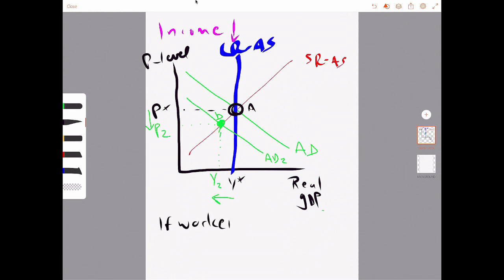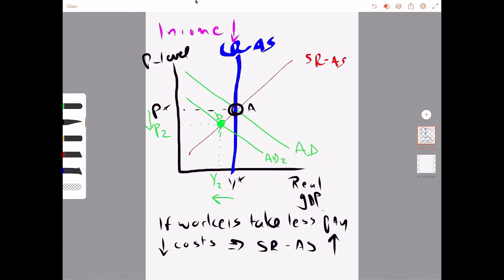So if workers take less pay just to get a job, then this is going to cause a decrease in the costs to business. And if we decrease the costs to doing business, well, guess what? That's going to cause our short-run aggregate supply curve to increase. It's going to cause that short-run curve to shift to the right, just like this.